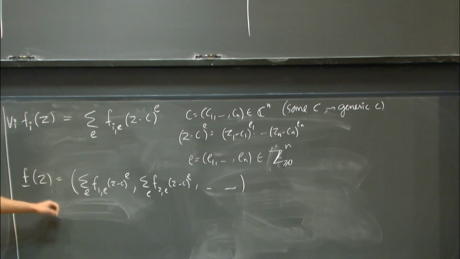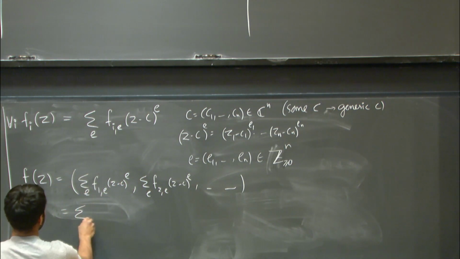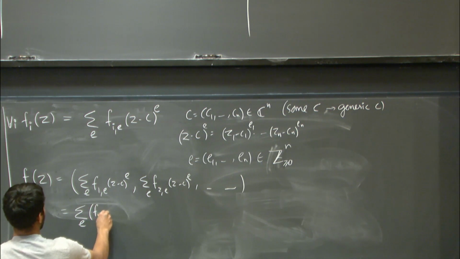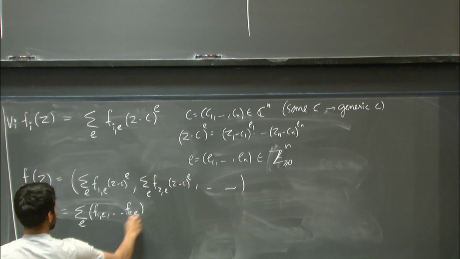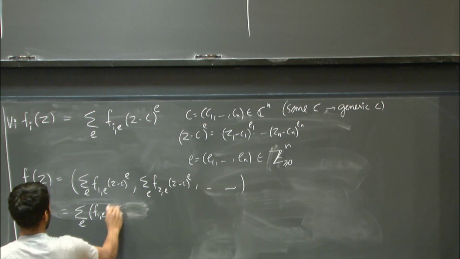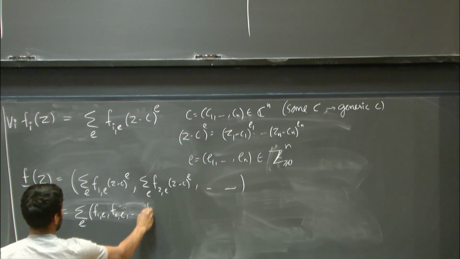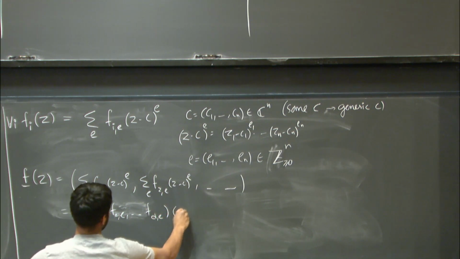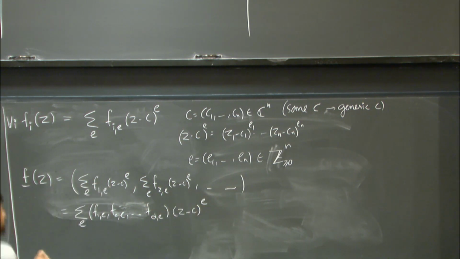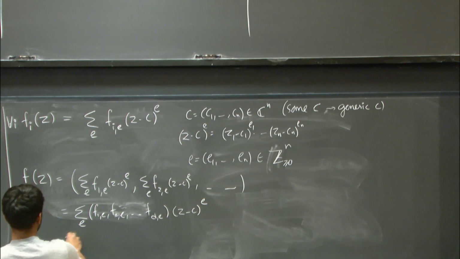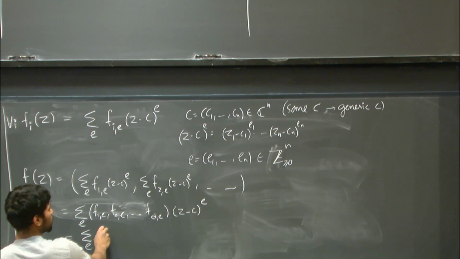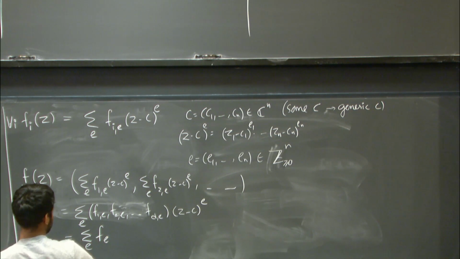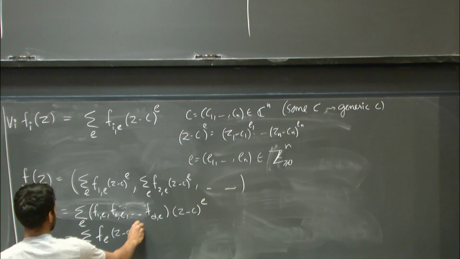They're all power series, so I can take the summation out. So what will I do? I will write it as the sum over e of the vector f1e, f2e, through fde, and then I will also take the monomial out of it. The two expressions are the same, right? And now all I will do is call this something: the sum over e of f_e times (z minus c) to the e.